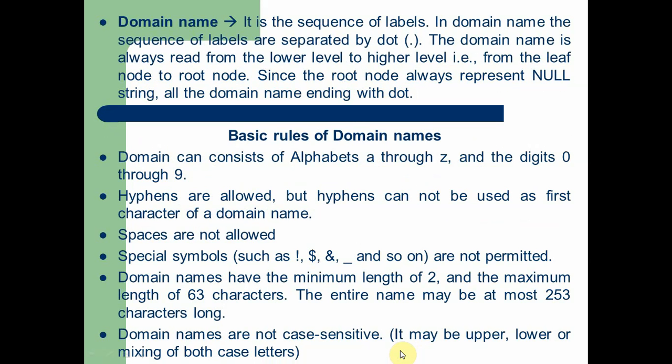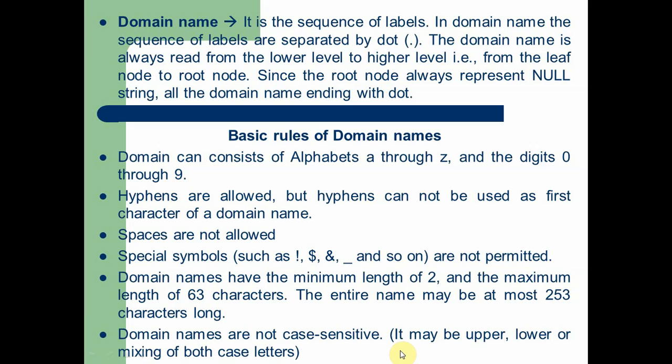So a domain name always reads from the bottom to the higher level, from the leaf node to the root node. Consider the example of a tree-like structure. When you see any tree, you first see the leaf. From the leaf, the branch is connected. From the branch, the body of the tree is connected. From the body, you go to the root.